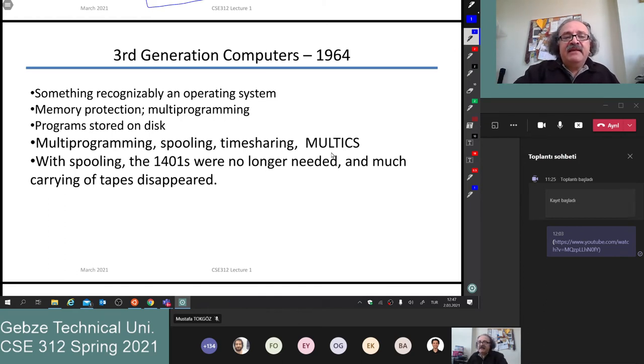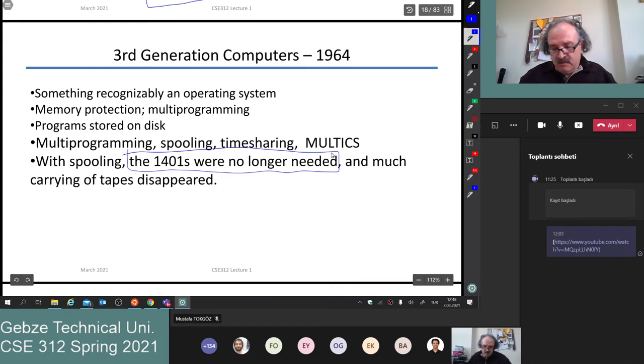And then they say that I don't need the 1401s anymore. Can you tell me why I don't need the 1401s anymore, with the multi-programming? Remember, we needed the 1401s because reading from the punch cards and writing to the printers were taking much time. It was tying up the CPU, right? I don't want that. But with the multi-programming, I don't need the 1401s anymore. Why?